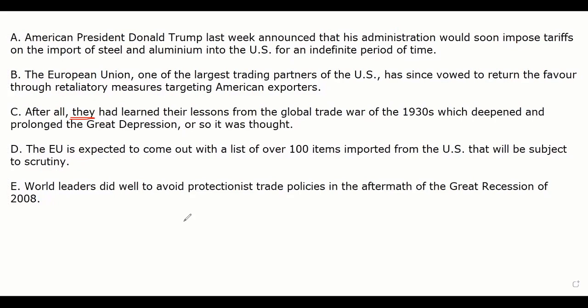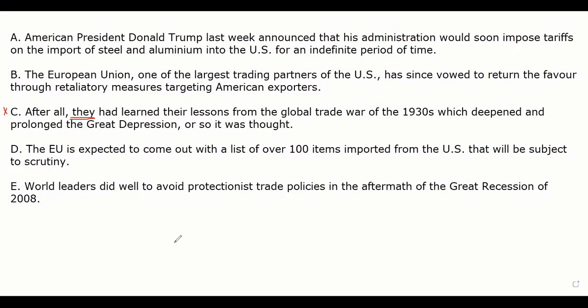We have not even discussed what the thing is, which is why we can't use "after all" in the first place. So C cannot happen, and it is gone for the first step. Which else cannot be? What about D? Explain, Abhinav, why D cannot be. Because we don't know what we are talking about.